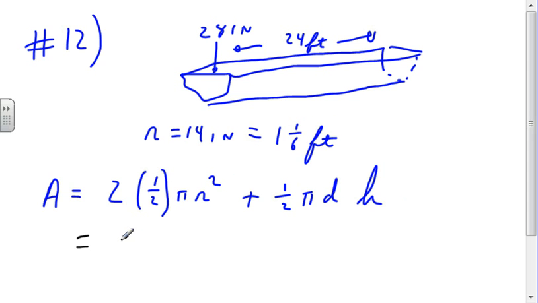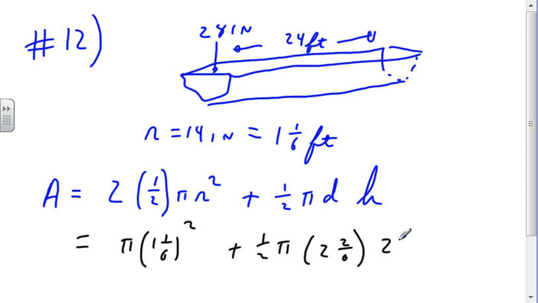So I'm going to say, okay, so that's pi 1.16 squared plus 1/2 pi 28. No, it's not 28. It's 2 times 6, 24. Alright, so now everything is in feet. When I get done, my answer will be in feet squared. Okay, now all I have to do is just do it.